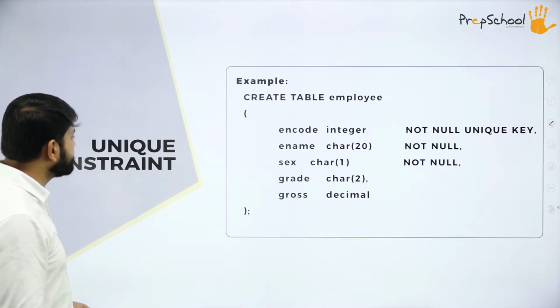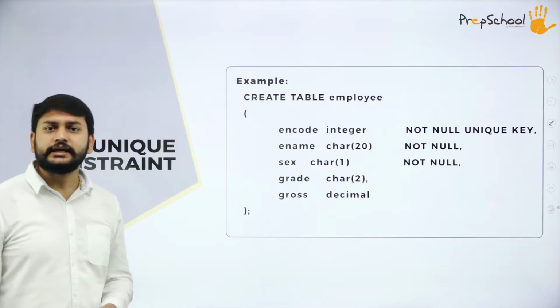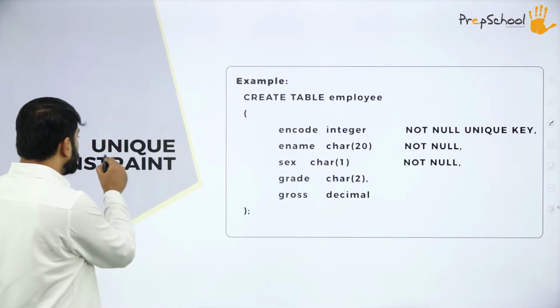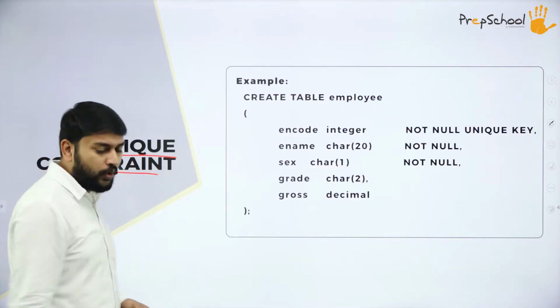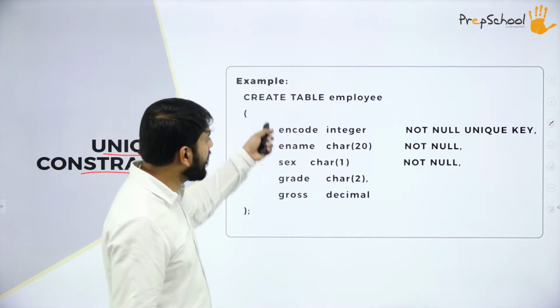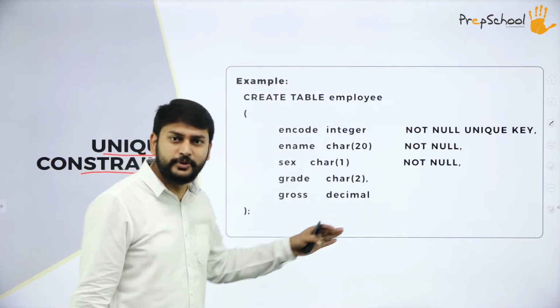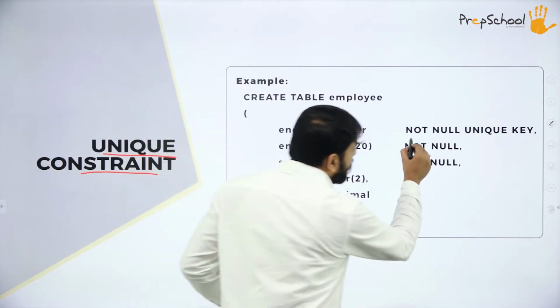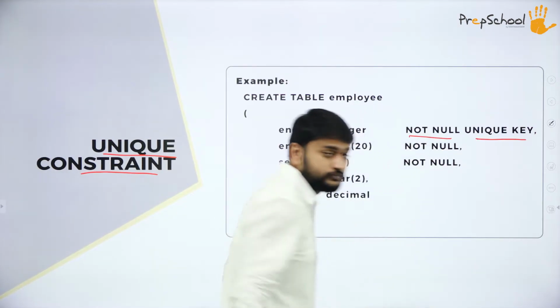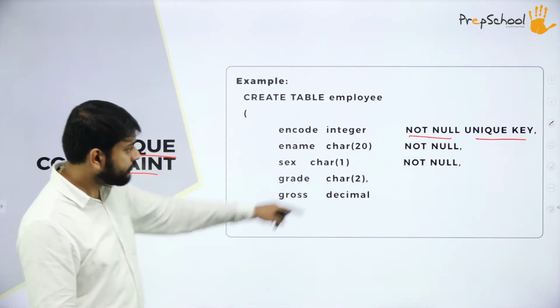Moving on to the next one, I have unique key. That is what I will call a unique constraint. Please look here. I have the same table here. I have given not null and unique. Two constraints I have given.